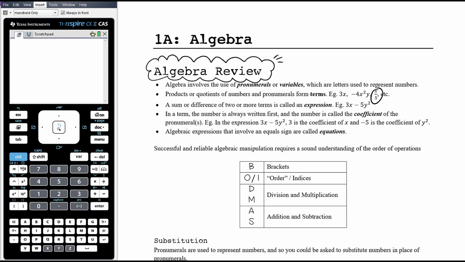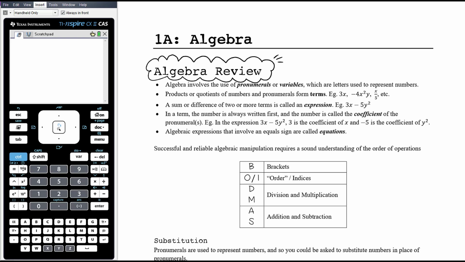It's actually also products and quotients. x divided by 5 can be thought about as x divided by 5. It could also be thought about as 1/5 times x. So they're essentially the same thing. You can think about any quotient as a product.